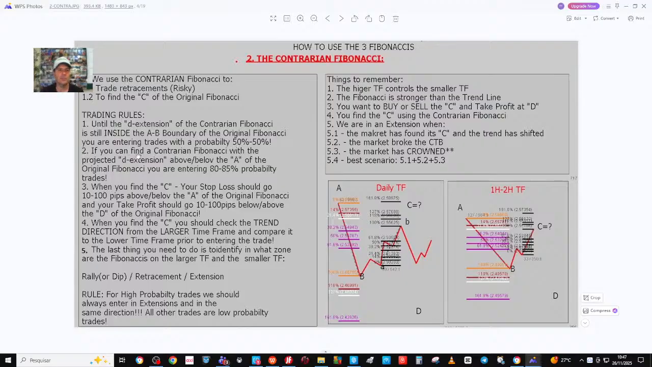Number two, if you can find the contrarian Fibonacci with the projected sub D extension above or below the capital A of the original Fibonacci, you are entering 80 to 85 probability trades.